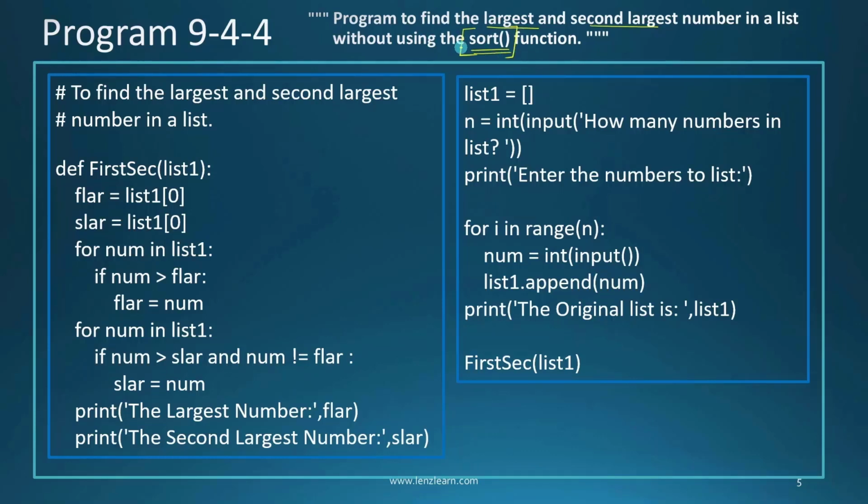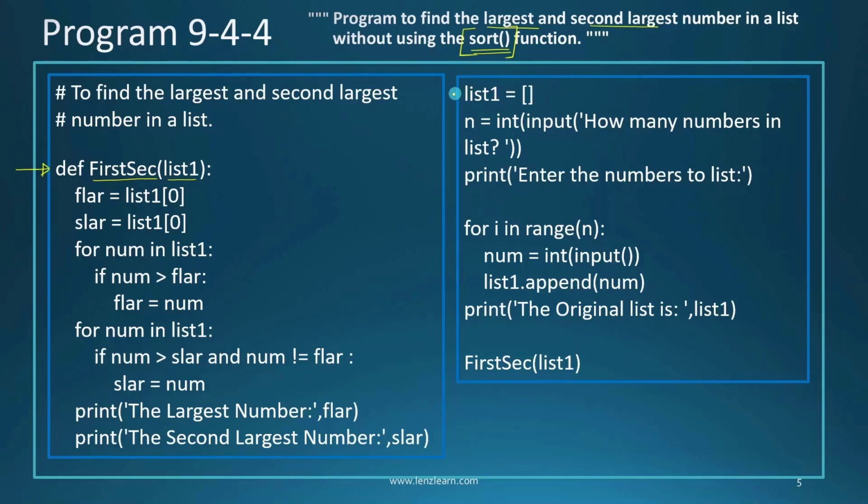So this program would become far more simple if we were allowed to use the sort function. But if you get a question like this where you are not allowed to use the sort function, which means you have to write your own function to find the largest and the second largest number, then we have to proceed like this. So let us see how it's done. We have a user defined function over here. It is called first_sec, and it expects a list to find the largest and the second largest element in this list. On the left side we have the function definition, and on the right side we have our main program. Our main program starts from here. We create a blank list. See, the first few statements are common for almost all the programs that we are studying now.